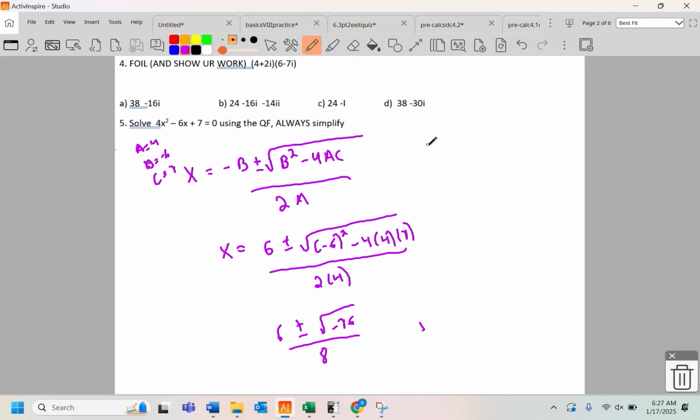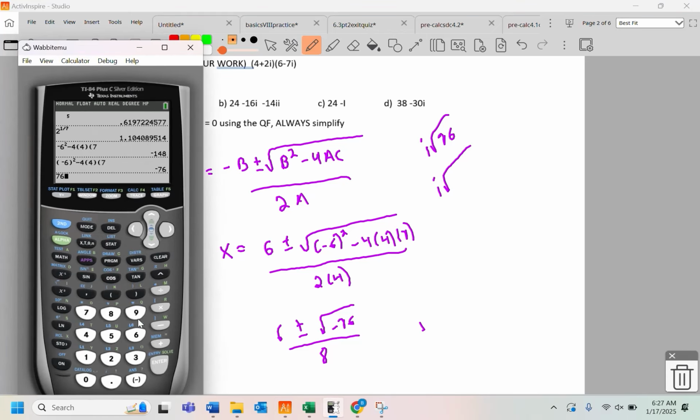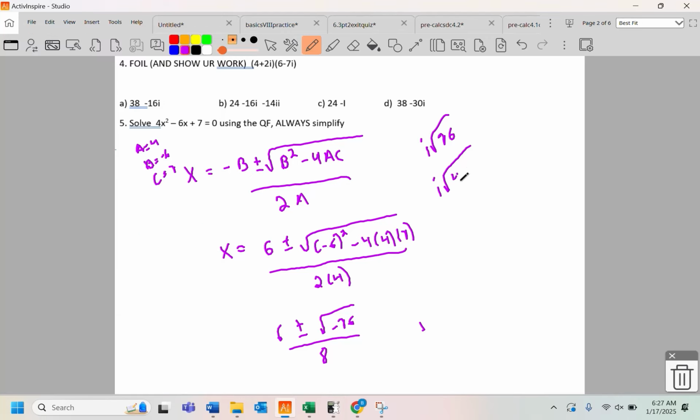But first off, this is imaginary. It is not real. And the number is divisible by 4. You're holding a calculator. Take 76 divided by 4. Why 4? Because you can take the square root of 4. It's the imaginary root of 4 times 19, which is 2i root 19. So I'm going to do the break apart like I keep showing you, but you keep doing your own thing, and your own thing ain't working.